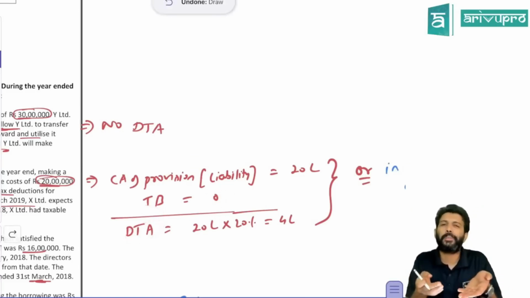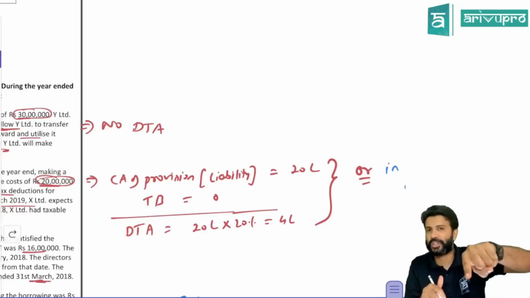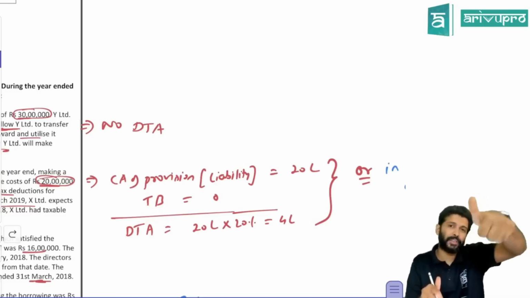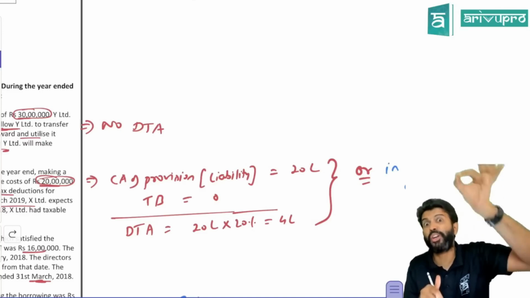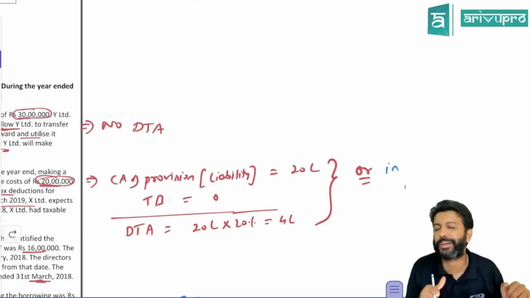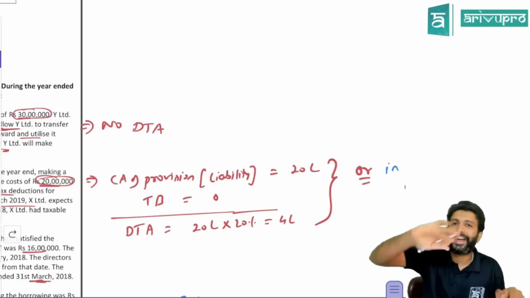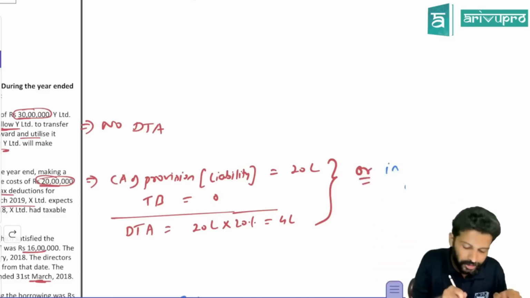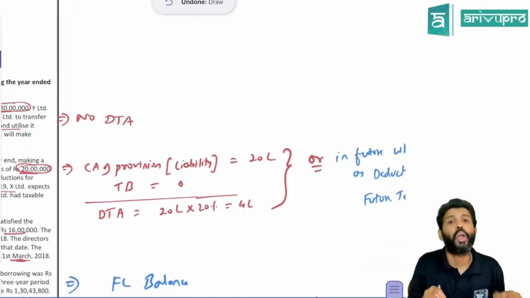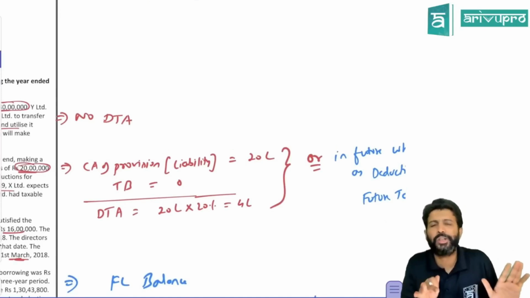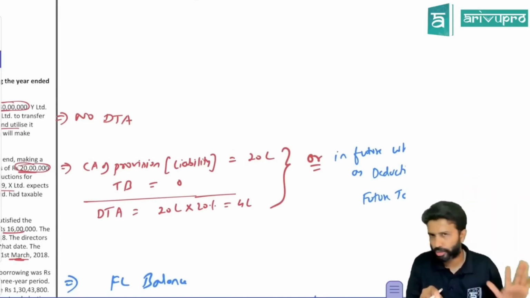Why? So this is a liability. What is the equation first of all? If the carrying amount of the asset is greater than tax base, then you have to create a deferred tax liability. For a liability, it will be the opposite. If the carrying amount of the liability is greater than tax base, you have to create a deferred tax asset. Or if you forget the equation, you can always go through the logical method here also.